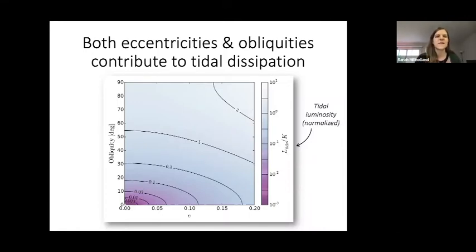And here's a look at this in 2 dimensions, where I'm just plotting the normalized tidal luminosity as a function of obliquity and eccentricity. I mentioned earlier that these Kepler multi-planet systems generally have fairly low eccentricities. And so in this regime, where eccentricities are small, obliquity tides can have a several orders of magnitude stronger effect than eccentricity tides, if we do account for this non-zero planetary obliquity.